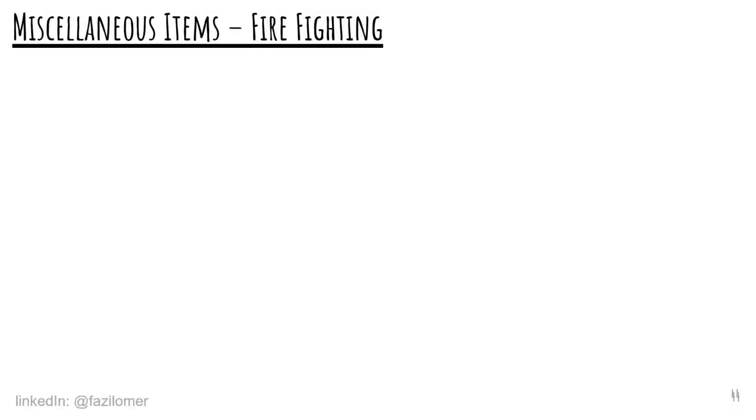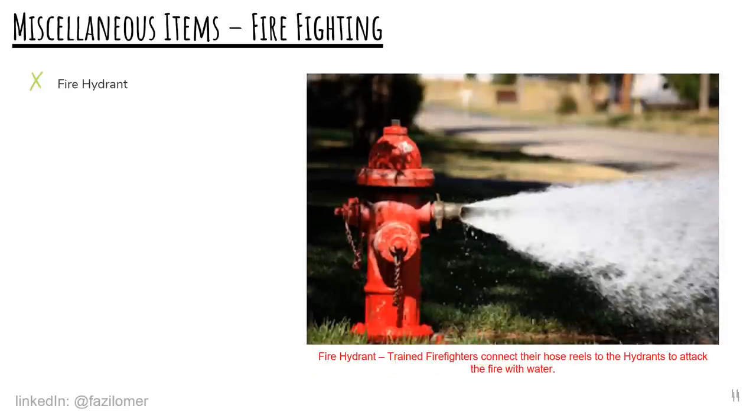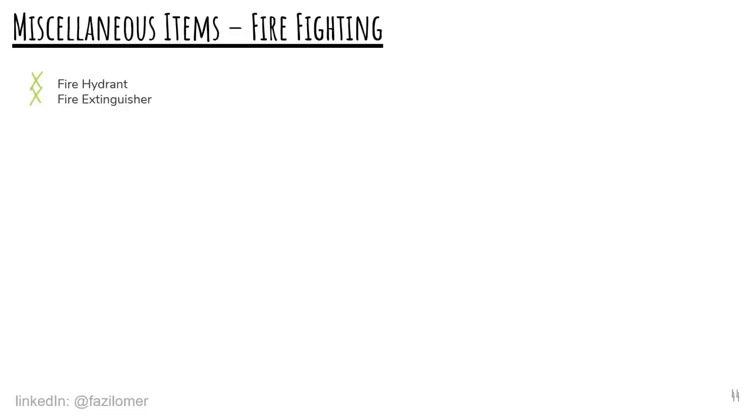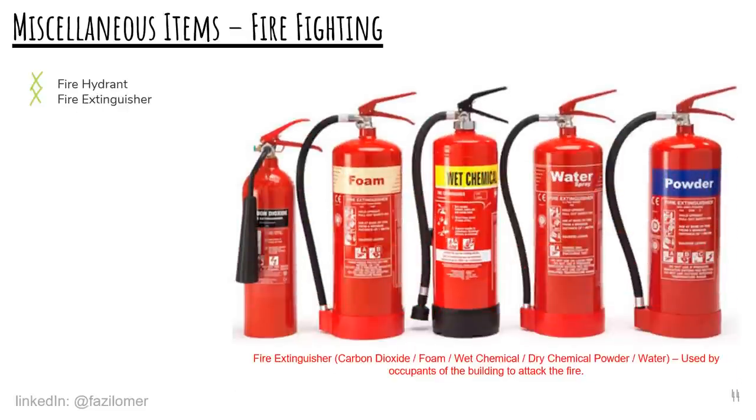There are usually various types of firefighting systems equipped in a district cooling plant. Fire hydrant. Trained firefighters connect their hose reels to the hydrants to attack the fire with water. Fire extinguisher. There are several types of fire extinguishers like carbon dioxide, foam, wet chemical, dry chemical powder, and water type, used by occupants of the building to attack the fire.